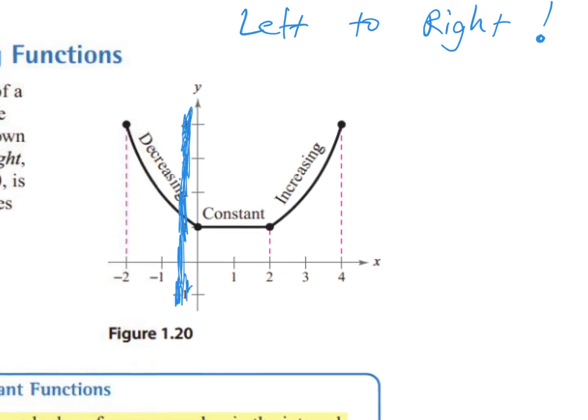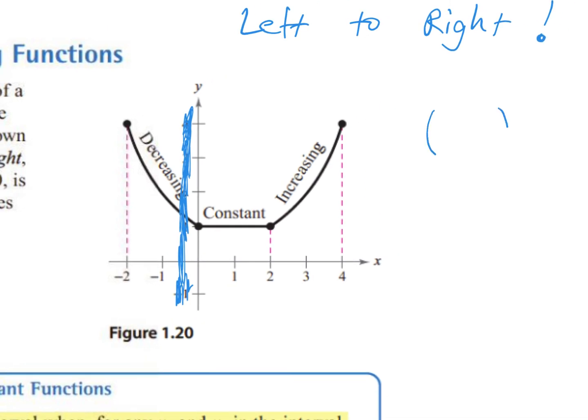When you are notating increase, decrease, and constant, we always use parentheses. The reason we don't use a bracket is because a bracket includes, right? So it is impossible to be increasing and decreasing at the exact same moment. These points where it shifts, where it goes from increase to decrease, it's a turning point. So it doesn't include that point because it cannot happen simultaneously. You can't be slowing down and speeding up at the exact same time. So that's why we use parentheses.